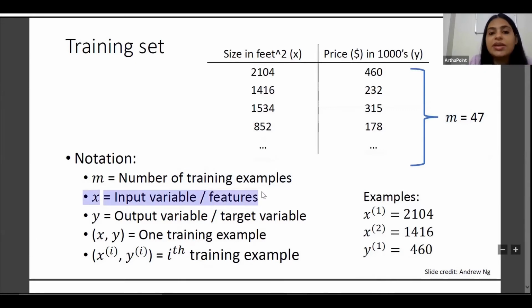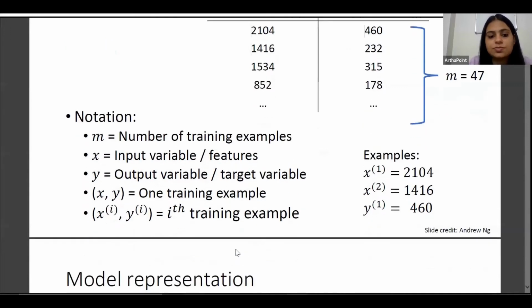In this case, the independent variable is the size of the house. The independent variable tells us what is going to help me understand the dependent variable. It is also called the feature. y is the dependent variable. The dependent variable is also called the target. These are the terms you will see very often. So x becomes the feature, y becomes the target. Each observation that I have, for example, 2104, 460, is a training example.